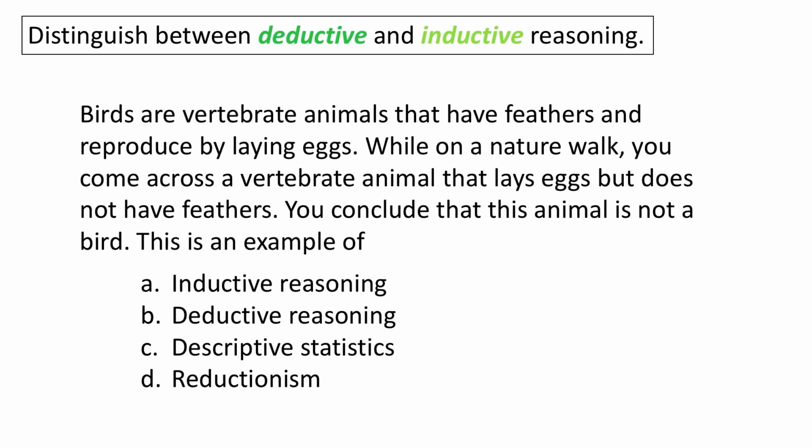So the answer to this question is deductive reasoning. It uses general principles to make predictions. Birds are vertebrates, they have feathers, and they lay eggs. So the animal observed has no feathers, so it must not be a bird.